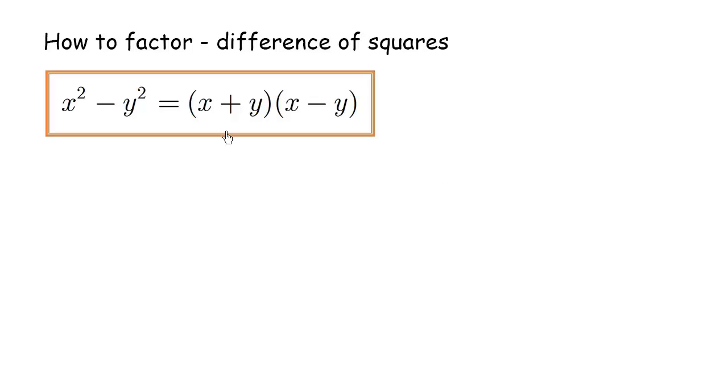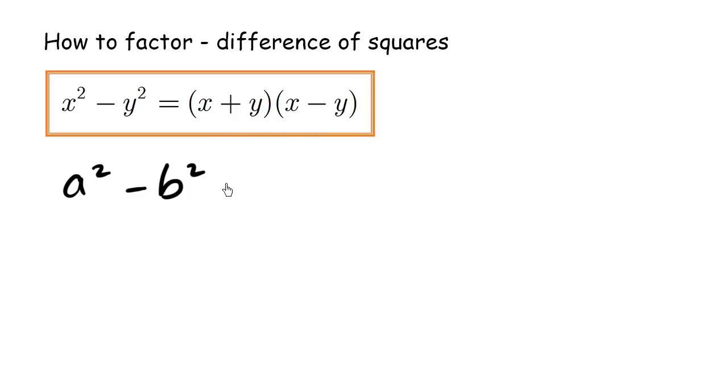Let's factor using difference of squares. The formula to memorize is x squared minus y squared equals (x plus y)(x minus y). For example, if we have the question factor a squared minus b squared, can you do it?